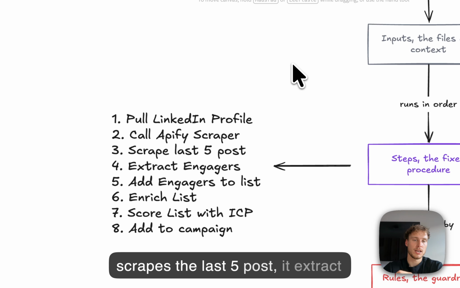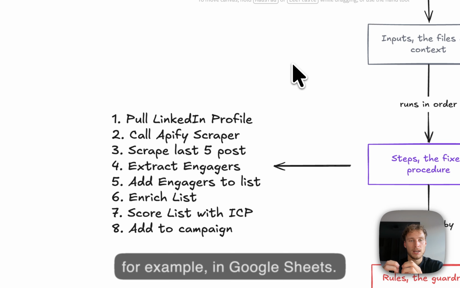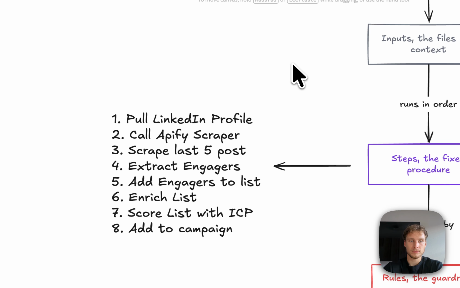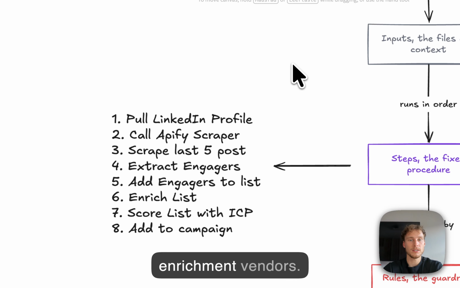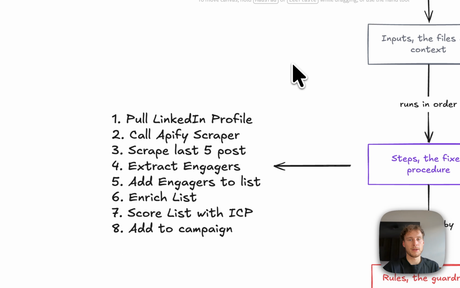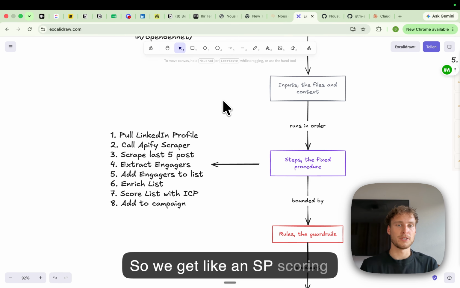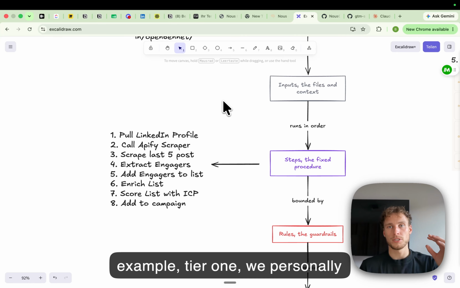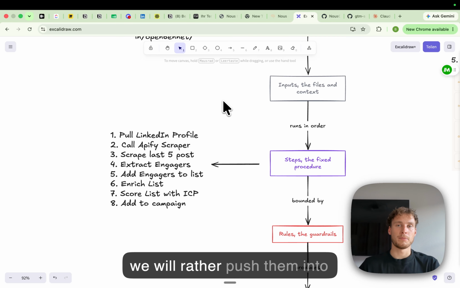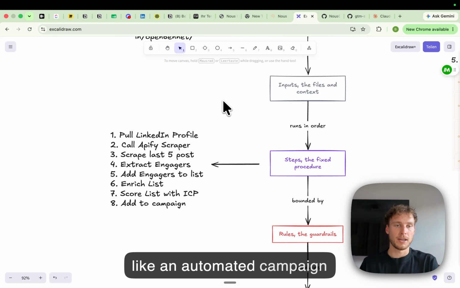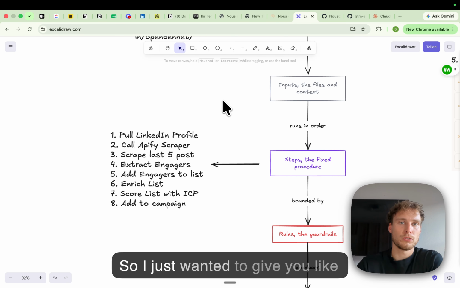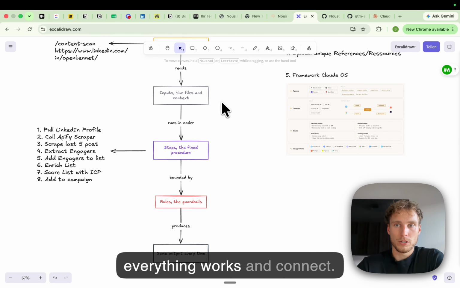It scrapes the last 5 posts. It extracts all the engagers. It adds those engagers to a list. So for example, in Google Sheets, it will enrich the list with platforms like Prospero or Find Email or other enrichment vendors, and then it scores the list with an ICP. So we get an ICP scoring, and we can see, okay, what tier the lead is in. If it's, for example, tier 1, we personally reach out, but if it's tier 2 or 3, we will rather push them into an automated campaign where we send out a cold email to them. That's kind of the idea of a skill of going over these things. So I just wanted to give you a basic overview about how everything works and connects.